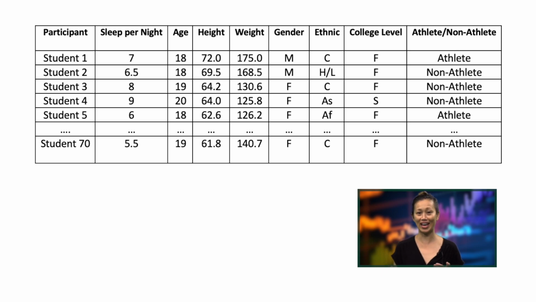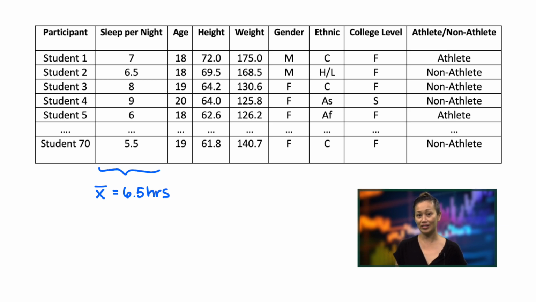Suppose we calculated the average number of hours of sleep per night from all 70 students and found that the mean or average amount of sleep per night is 6.5 hours. This number, 6.5 hours, is called the sample mean and is considered a statistic because it describes the mean amount of sleep from the sample of 70 students.